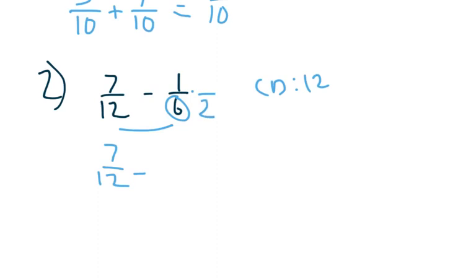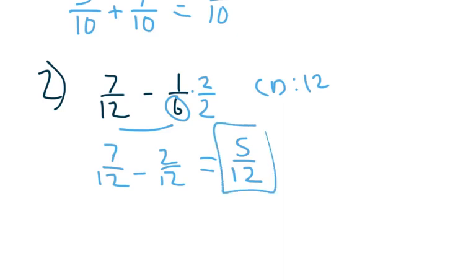Times it by 2, and if you do that in the denominator, you have to do the same thing in the numerator. And so now we're looking at 2 over 12. And again, just combine the numerator, so 7 minus 2 is 5 over 12. See if it can be simplified, and it cannot.